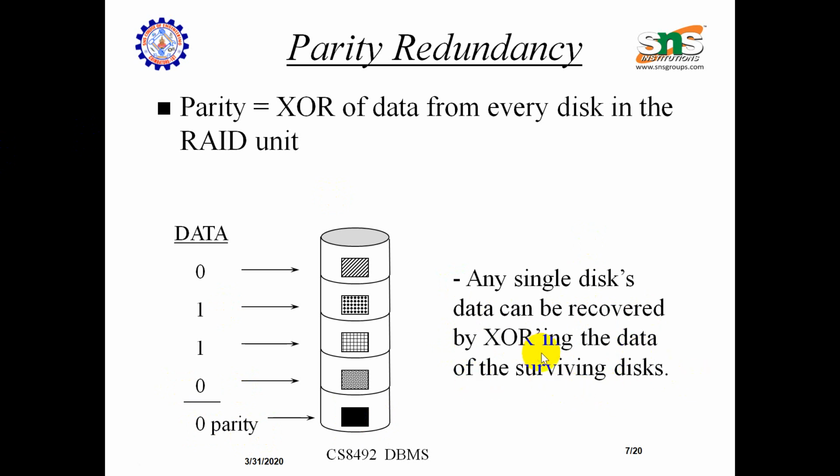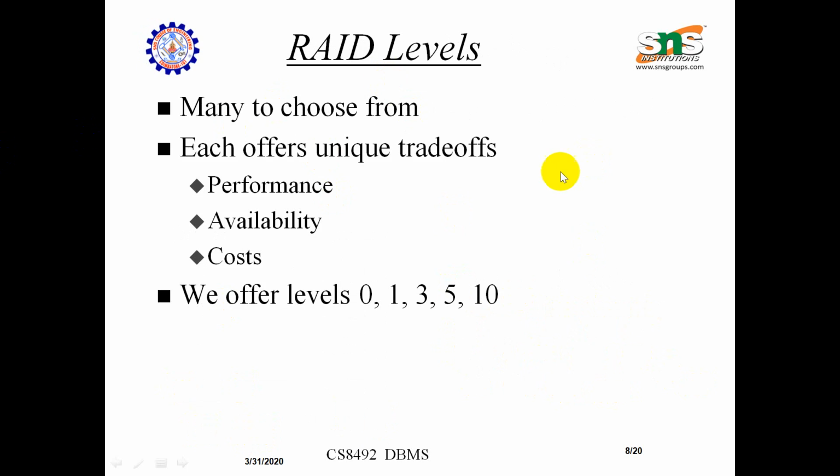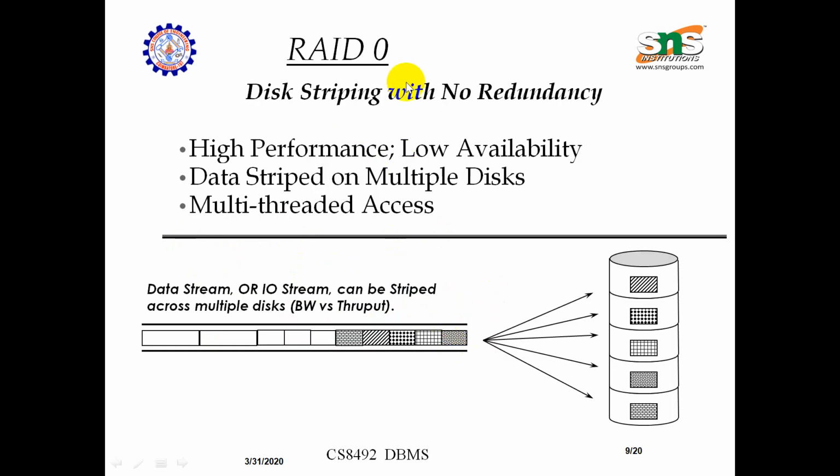Next one, RAID levels. There are 6 levels available. So many to choose from. Each offers a unique trade-off based on performance, availability, and cost. We are offering levels 0, 1, 3, 5, 10. Next one, RAID level 0, disk striping with no redundancy.